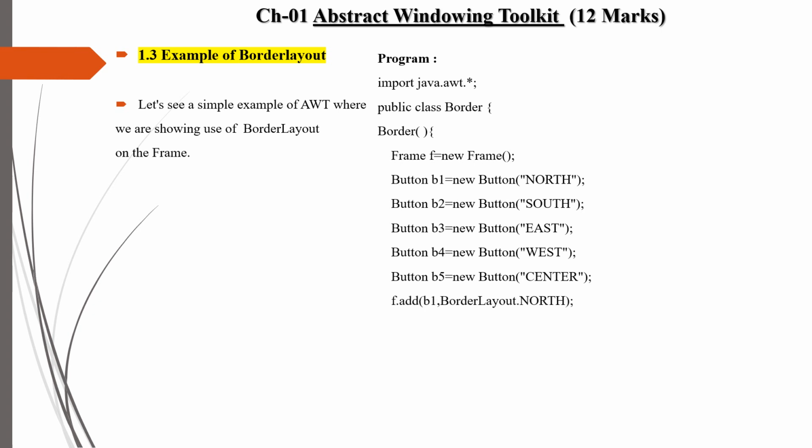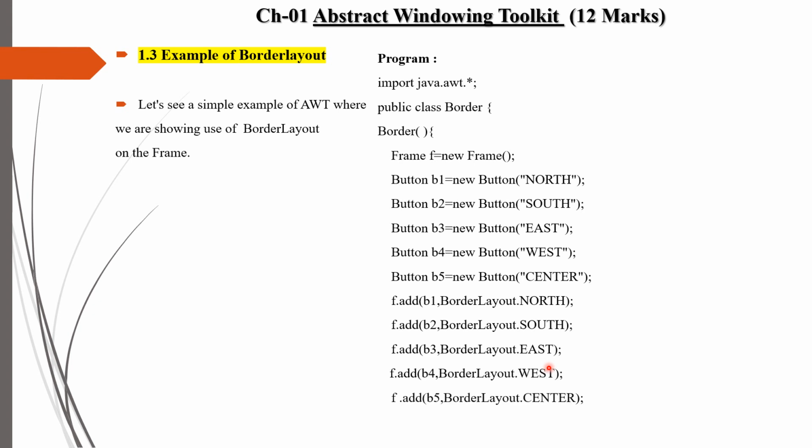Then we add every button in its respective region. First we add the north button into north. The code for this: add(b1, BorderLayout.NORTH), where b1 is the object of the button. So for the north button we use the constant BorderLayout.NORTH. Similarly, we add all buttons in their respective regions: b2 in the south region, b3 in the east region, b4 in the west region, and b5 in the center. So these are the various buttons in various regions.